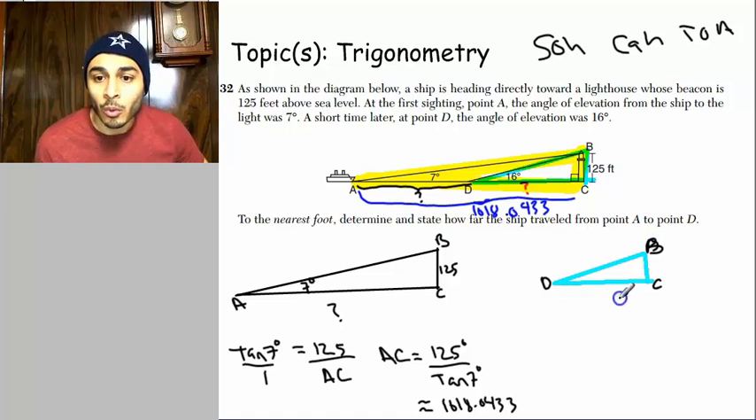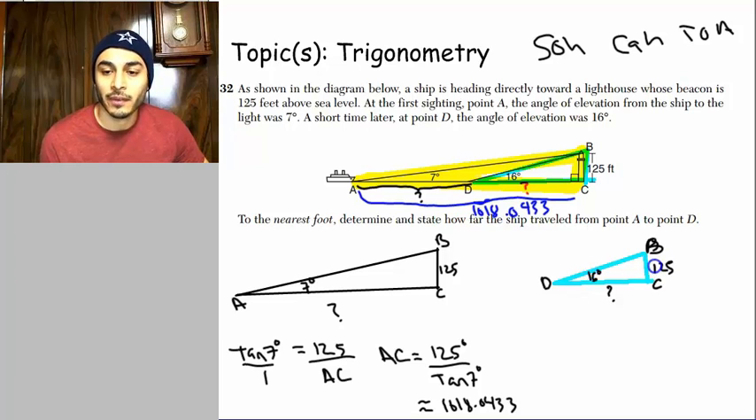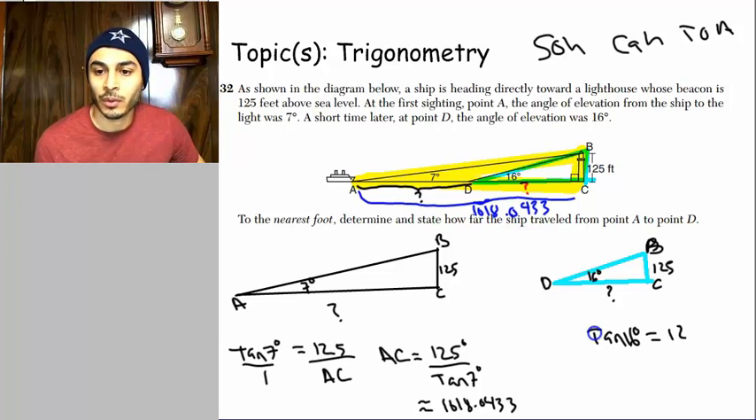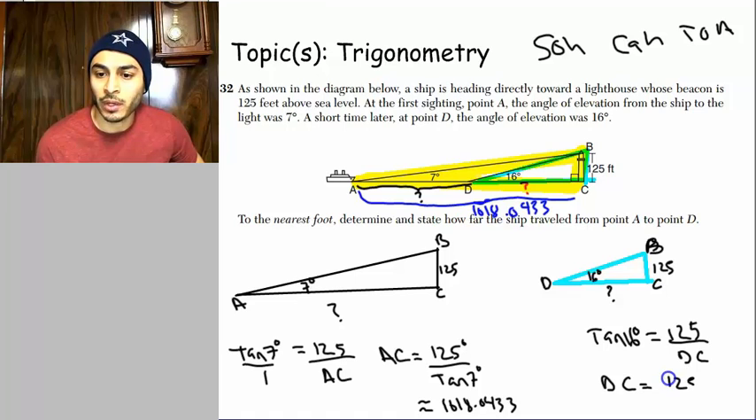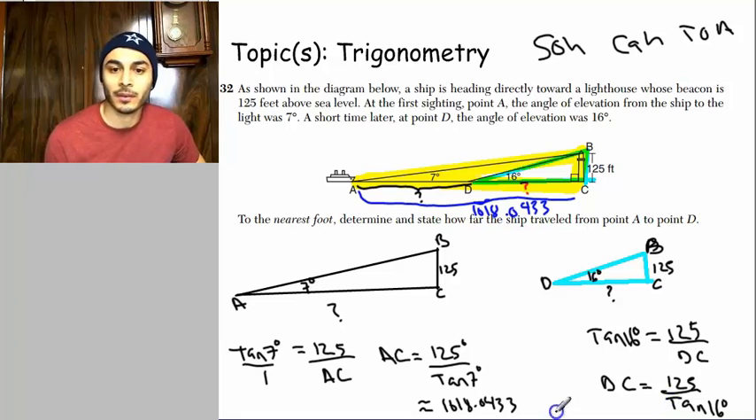All right, so we want DC. We know this angle is 16 degrees, and we know this is 125. So in order to find the missing side DC, I'm going to have to use the tangent again. So then the tan of 16 degrees is equal to the opposite side over the adjacent side, which is DC. So DC will be equal to 125 divided by the tangent of 16 degrees.